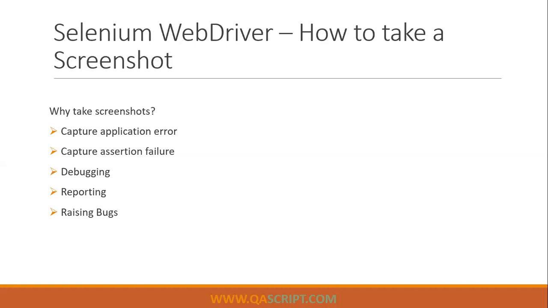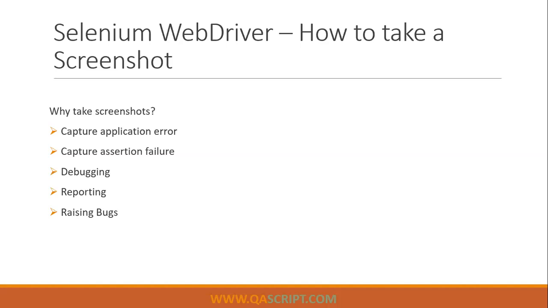I have listed a few scenarios, like capturing application errors and capturing assertion failures. It is also very helpful for debugging a particular issue. You can also attach screenshots in your reports, so whenever you send a report, you can attach important screenshots of your scenarios as proof that it has worked with your automation. And if you're raising any defects or bugs, you can attach the screenshot so that the developer can look at it, and also look at the steps to identify where exactly the problem is and how to resolve it. So these are some of the advantages of taking screenshots in your automation.